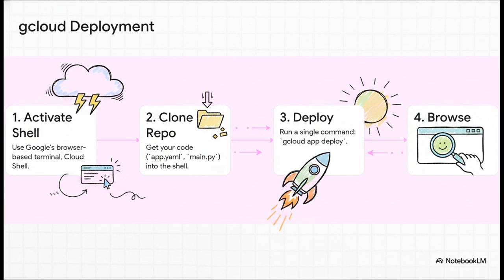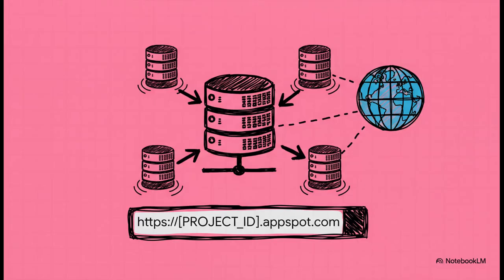And guess what? Deploying this thing is also a super clean step-by-step process. You'll use Google's Cloud Shell, which is basically a terminal right in your browser. You get your code in there, and then you just run one single command, gcloud app deploy. That's it. Google's tools take over and handle literally everything else for you.